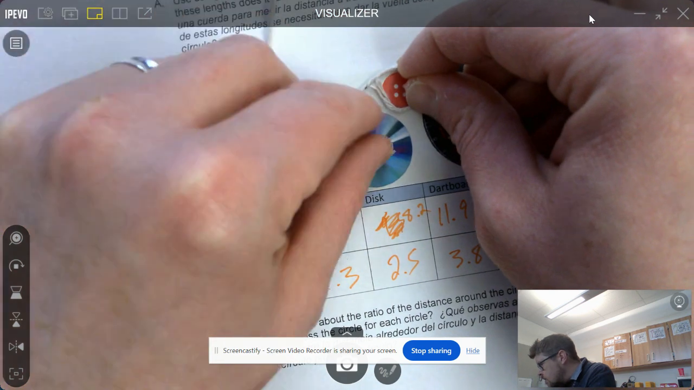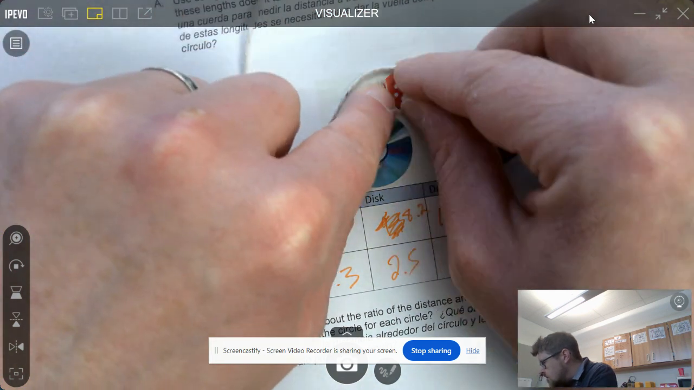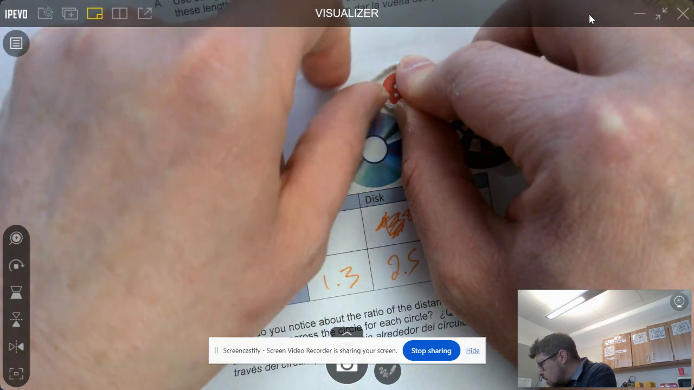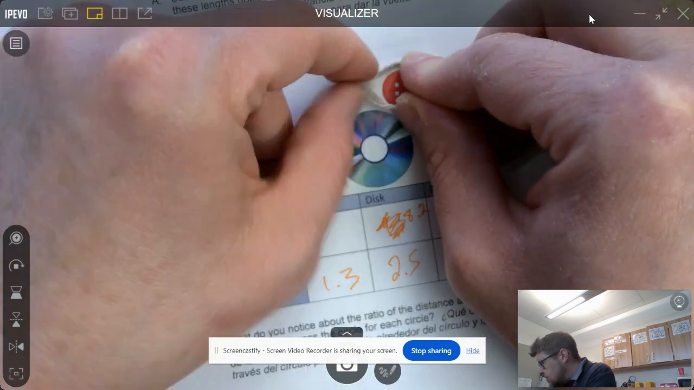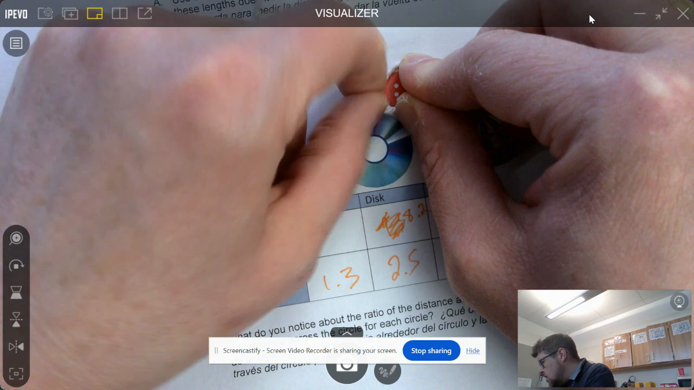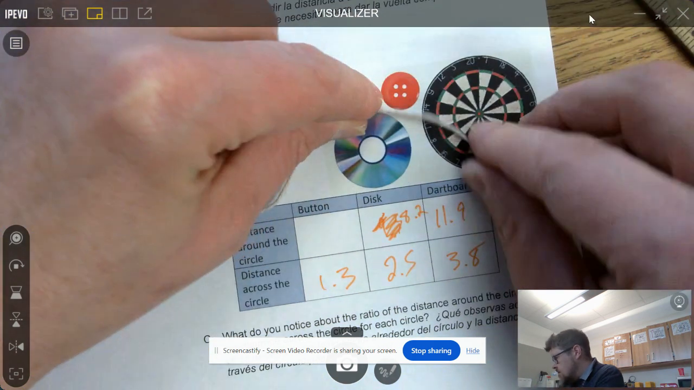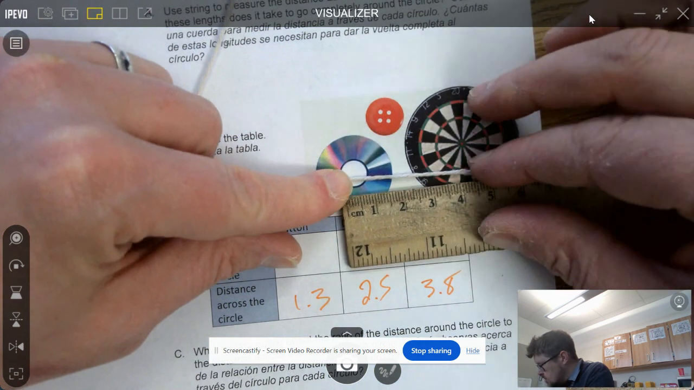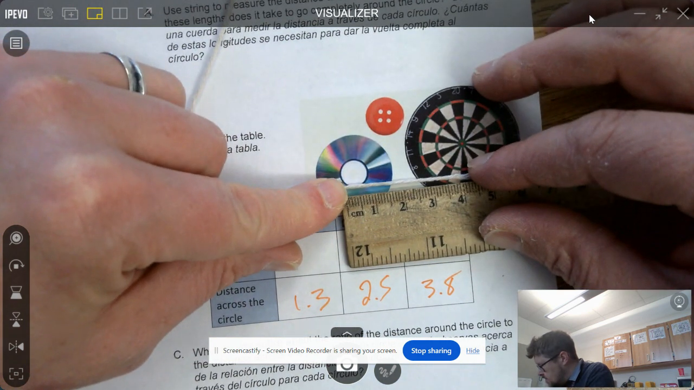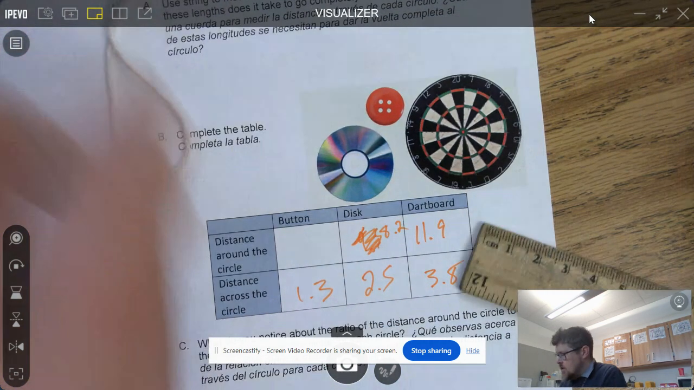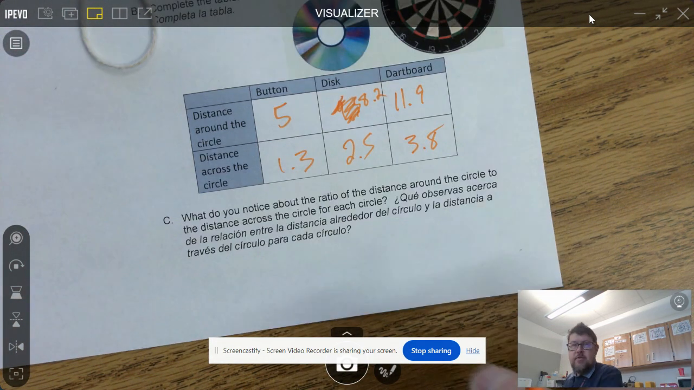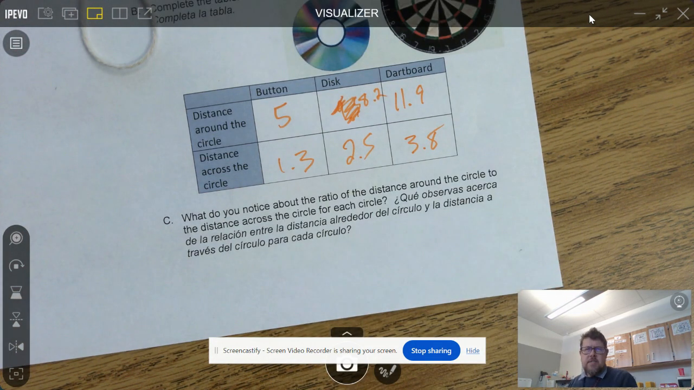Again, these are terribly rough estimates. And I don't know why the book is like, use string for this one problem and then never again. Okay, well, let's see. That's about right, probably. This will be about 5. Close enough. Okay. So what do you notice about the ratio of the distance around the circle to the distance across the circle for each circle?